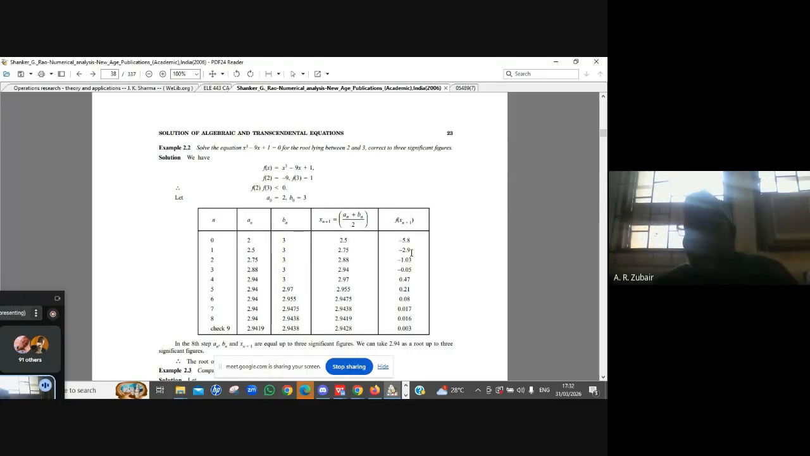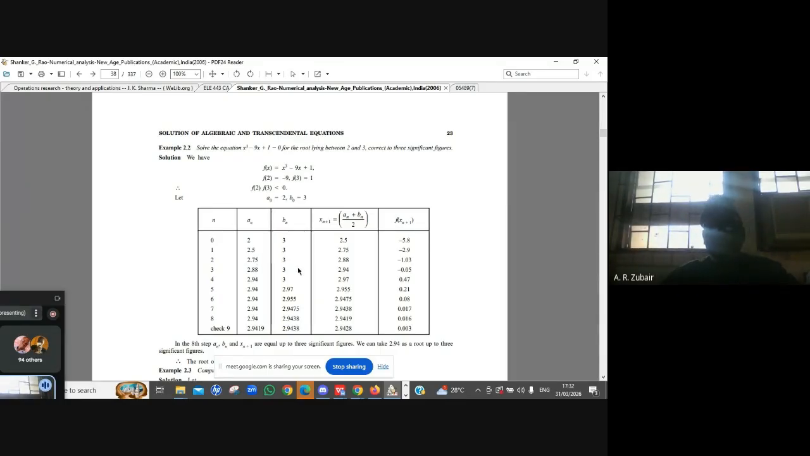Now, but we are not there yet. So what we are going to do is that this 2.75, we are going to use to replace A. Our solution cannot be less than 2.75. Our solution is likely to be between 2.75 and what?